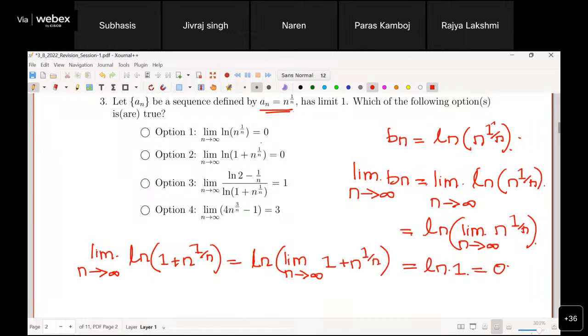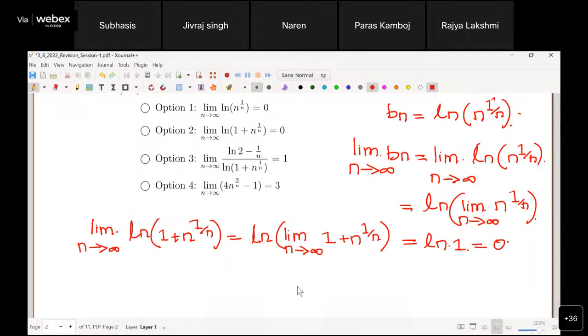So can you tell me what will be the value of limit n tends to infinity 1 plus n power 1 by n? 2, sir. ln 2. Yeah, so the final answer will be ln 2. Certainly this is not 0. ln 1 is 0, ln 2 is not 0. Sir, can you tell us how we got 2?